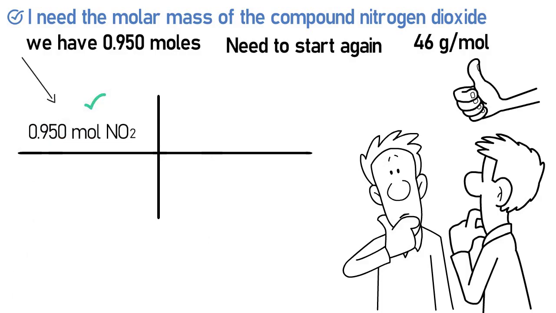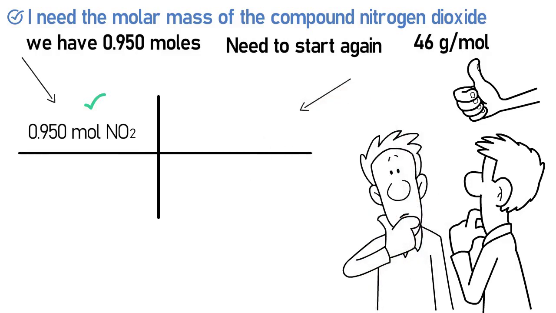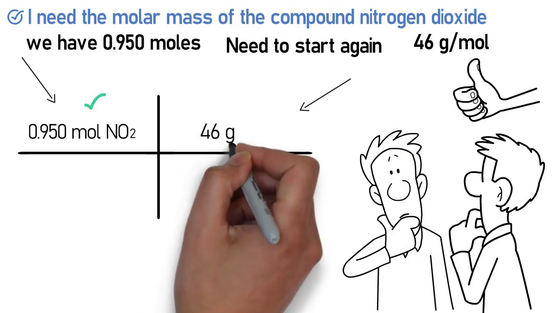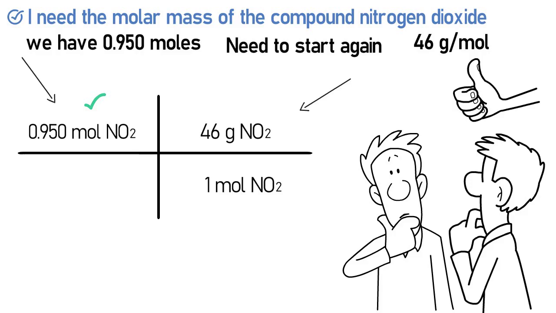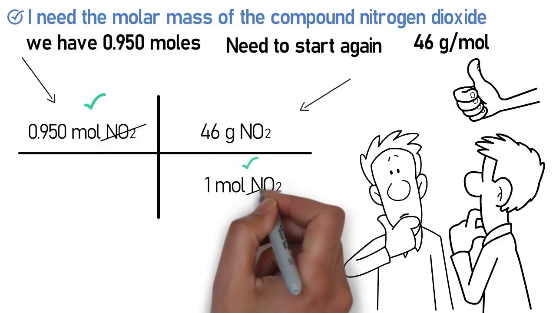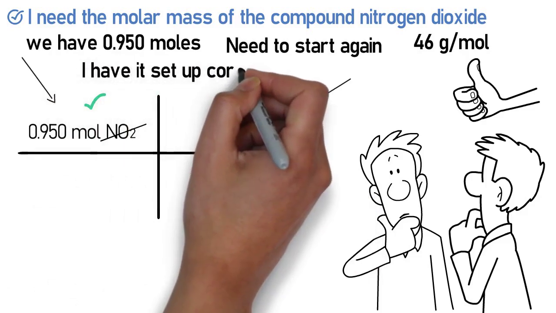Next, I place my molar mass found previously in the middle boxes. I place what I am looking for in the top middle box. In this problem, it is grams, so I place the grams in that box and the moles in the bottom box. Since I have moles on the top left and bottom middle, that unit cancels out, leaving me with just grams as my unit. This tells me I have it set up correctly.